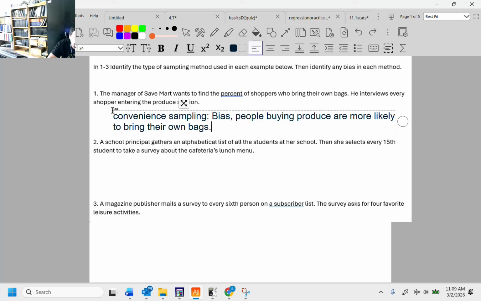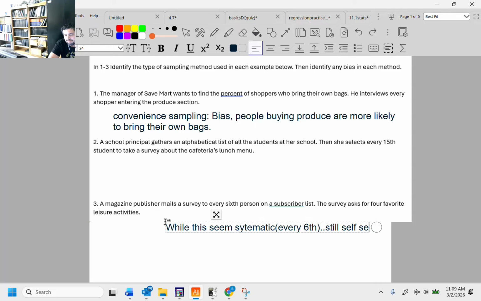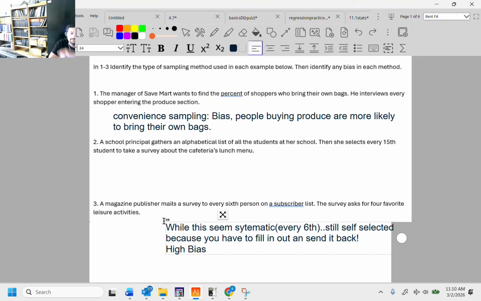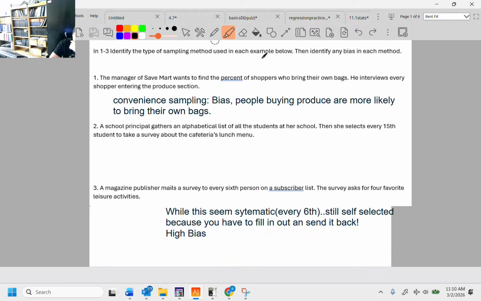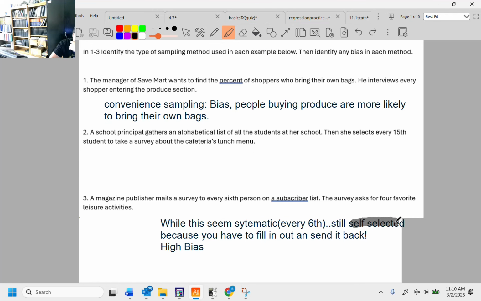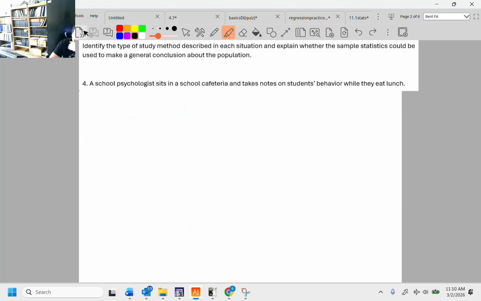Let's see, 3, a magazine publisher mails a survey to every 6th person on a subscriber list. The survey asks for favorite leisure activities. So while this does seem systematic, because you have every 6th, it is still self-selected because you have to send it back. It's self-selected. This has high bias. So we would not classify that as systematic. That is a self-selected survey. You have to fill it out and send it back.